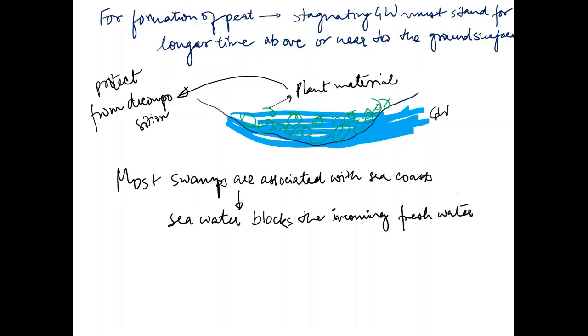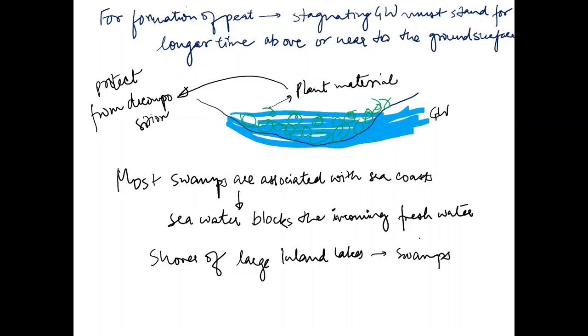Whenever fresh water comes and gets drained in the swamp, it will bring a large amount of oxygen with it. And we had seen that anoxic conditions are important for the formation of swamps. Sometimes some other swamps occur on the shores of large inland lakes. Here also swamps may form.